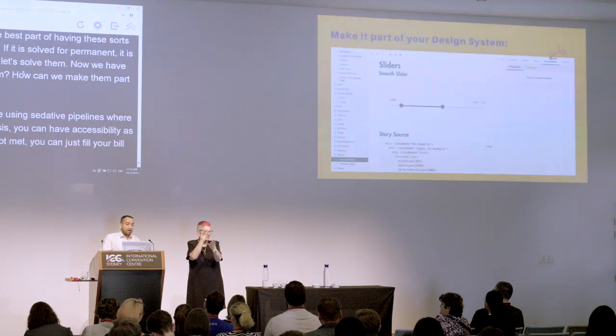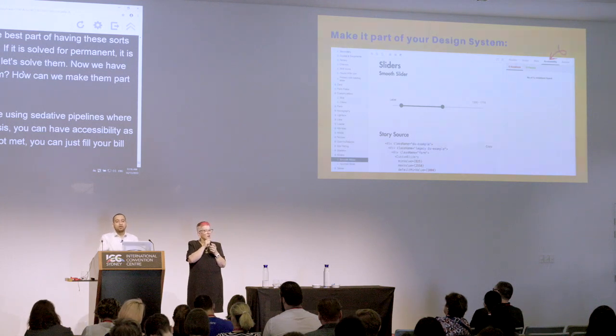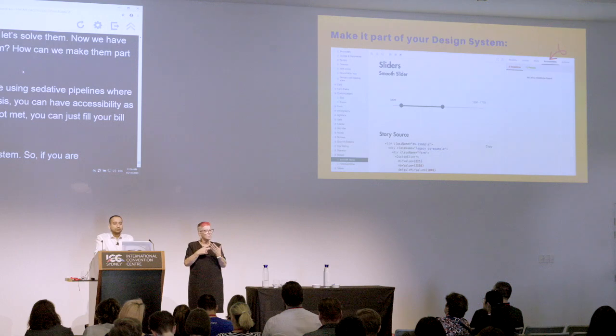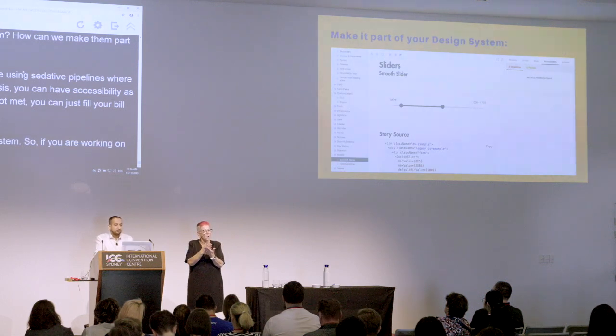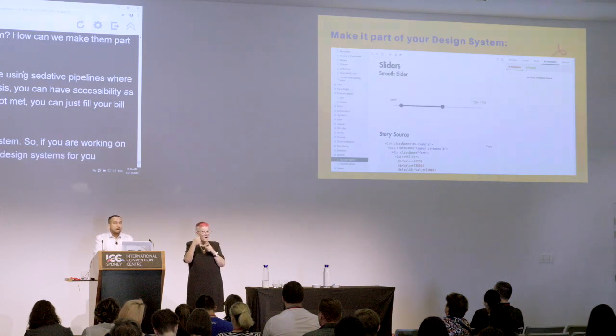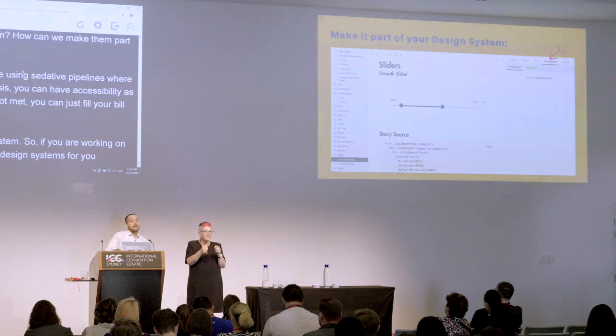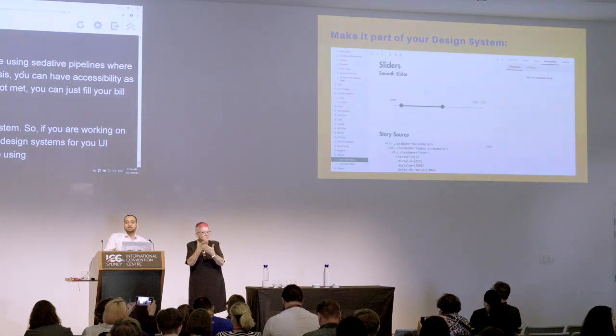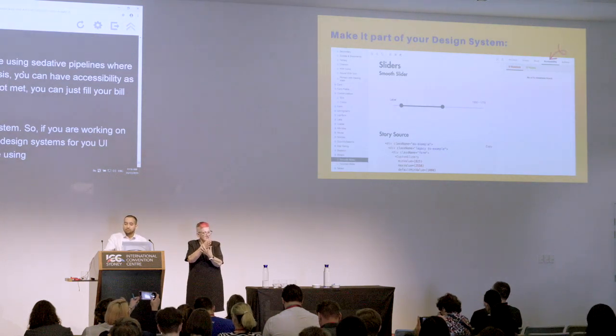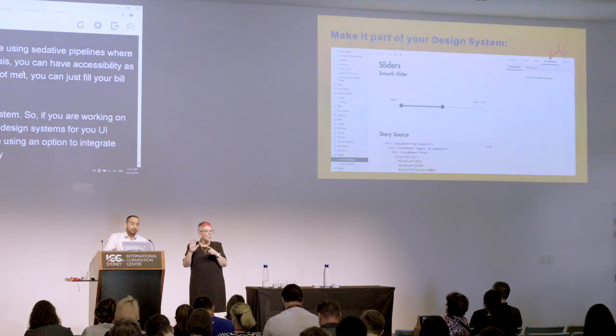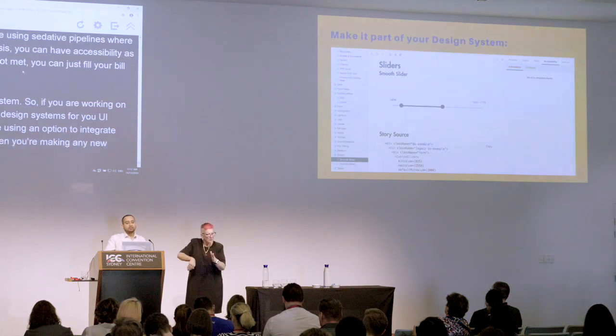You can also make it part of your design system. If you are working on any big project, I'm sure you will be using a design system for your UI component library. And in the UI component library, if you are using Storybook, you have an option to integrate accessibility in your component library itself. So when you are making any new component, you will have all the accessibility checks already in place. Now you just need to plug and play with those components.